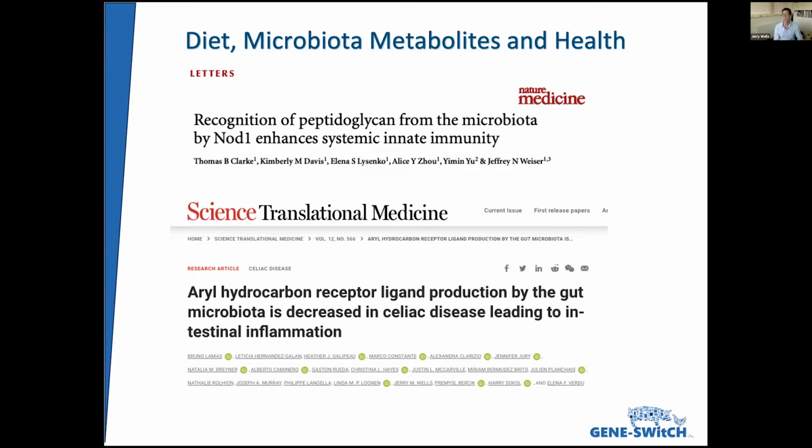The bottom one is a study about the aryl hydrocarbon receptor, which is a xenobiotic receptor. And metabolism of tryptophan generates metabolites that are recognized by this receptor. It has all kinds of functions in the host, depending on which cell types express the aryl hydrocarbon receptor, including gut barrier defense, including immunity, including immune regulation. And this is a study that we were involved in recently, showing the potential to use increased tryptophan in the diet in celiac patients to alleviate intestinal inflammation.